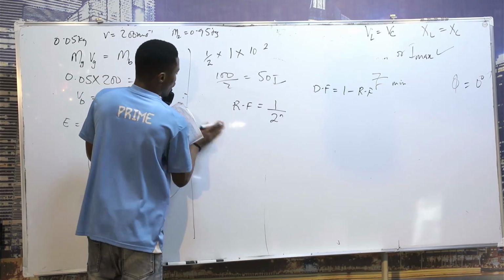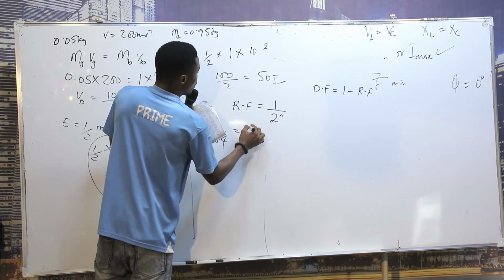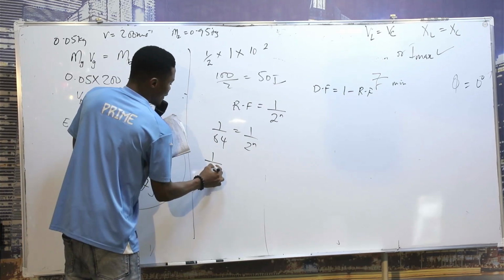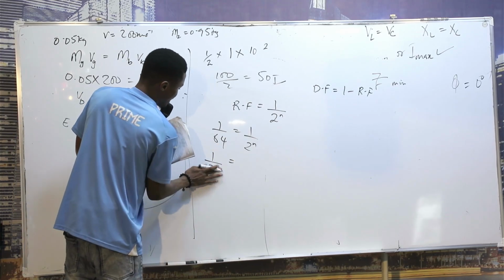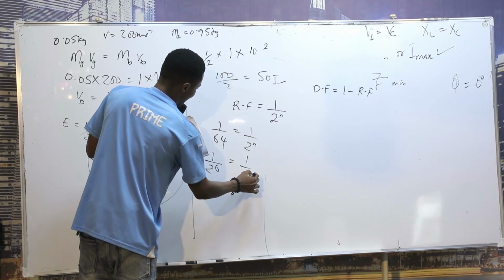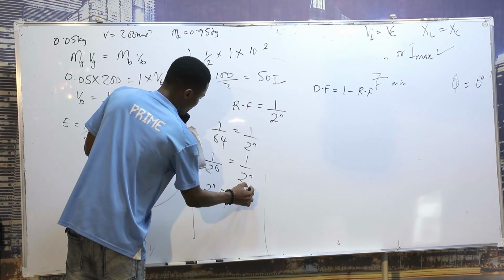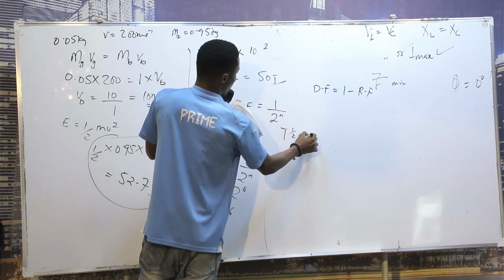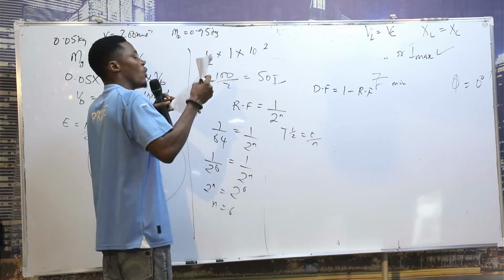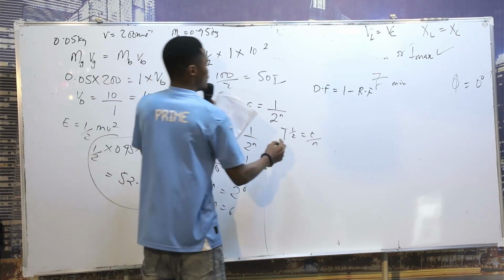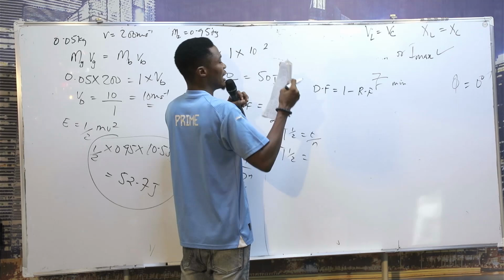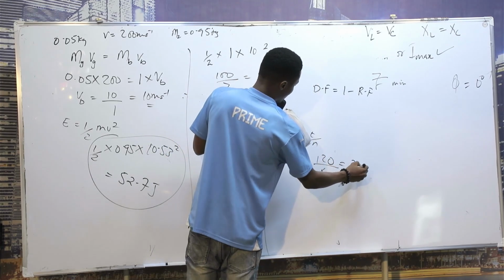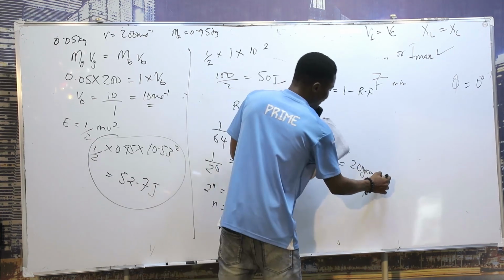So remaining fraction, according to the question, is 1/64 equals (1/2) to the power n. Can we change this to power 2 form? So this is (1/2) to the power 6 equals (1/2) to the power n. So n is 6. Then I will use that half-life is equal to total time over n. Total time is 120 years, so 120 over 6 gives us 20 years. So the half-life is 20 years.